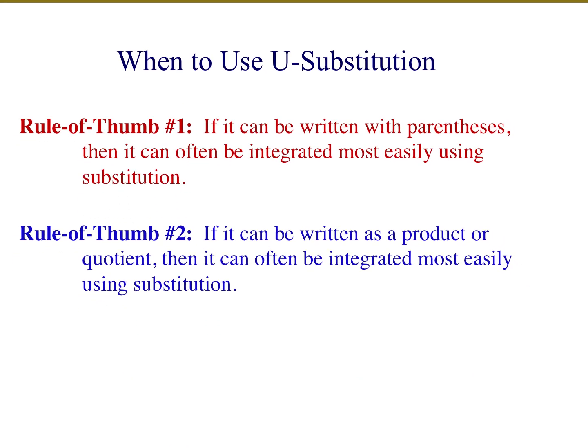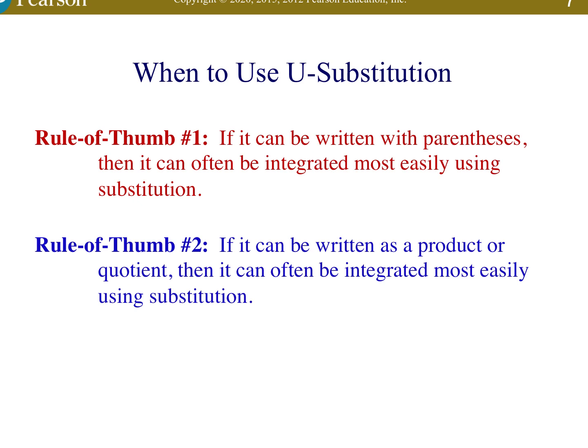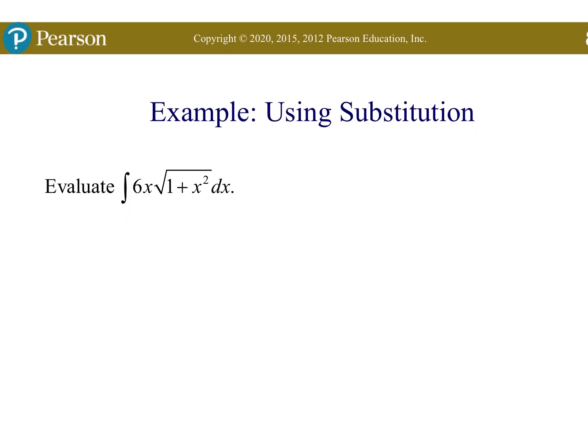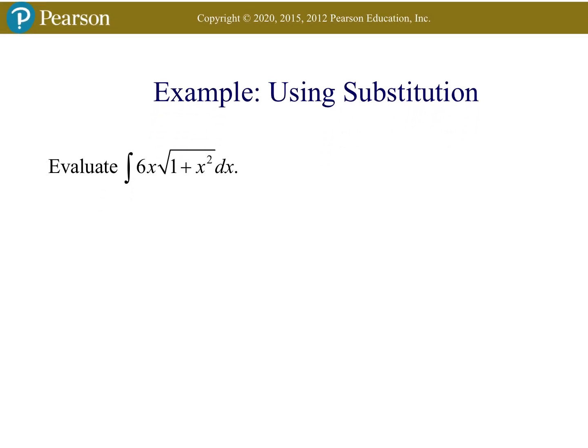Oh, well, here, so rule of thumb number 1: if you can write it with parentheses, most of the time, u substitution is the best way to go. Rule of thumb number 2: if you can write it as a product or a quotient, u substitution is the best way to go. So it's also very helpful there. So let's see how that works. I can write this as a product and I can write it with parentheses. So it's your job to put on those glasses and see this with the lens of how you would write it. This is 6x times, and then parentheses, 1 plus x squared to the half dx.